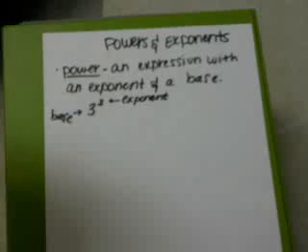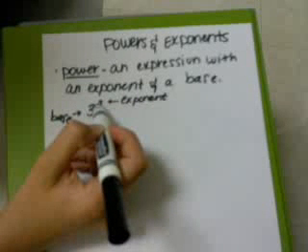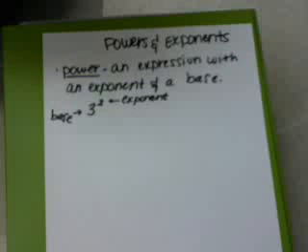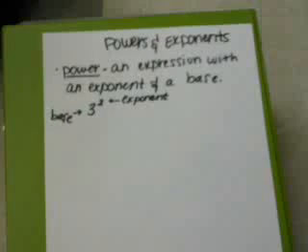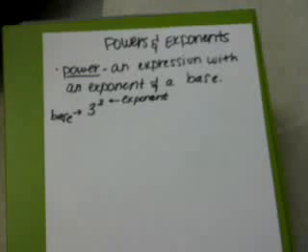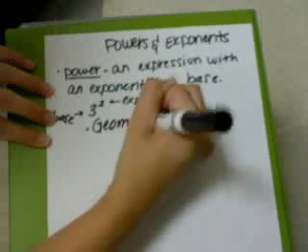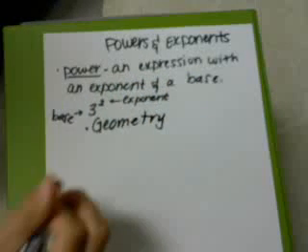Now, math teachers and people in general will often say 3 to the second power, and that's not necessarily incorrect, but sometimes we get that confused because that sounds kind of interchangeable, those words power and exponent. Some examples we used that dealt with geometry were things that were 2D or 3D.